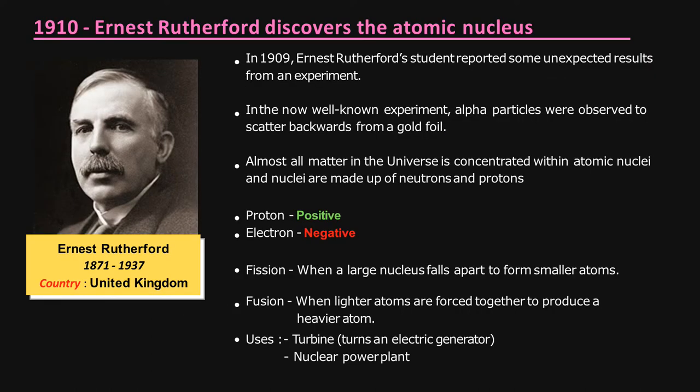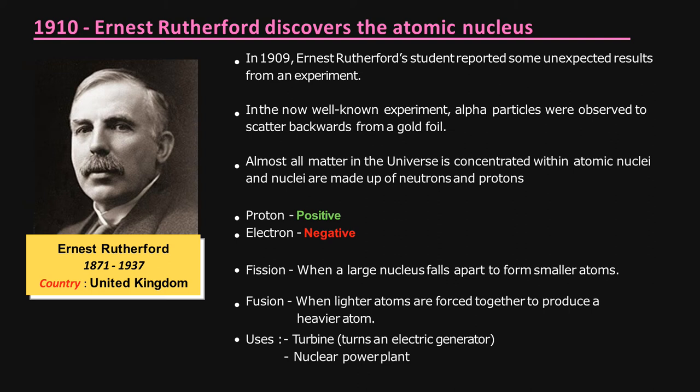The next science discovery is in 1910, where Ernest Rutherford discovers the atomic nucleus. In 1909, Ernest Rutherford's student reported some unexpected results from an experiment Rutherford had assigned him. Rutherford called this news the most incredible event of his life. In the well-known experiment, alpha particles were observed to scatter backwards from a gold foil. Rutherford explained that the scattering was caused by a hard, dense core at the center of the atom.